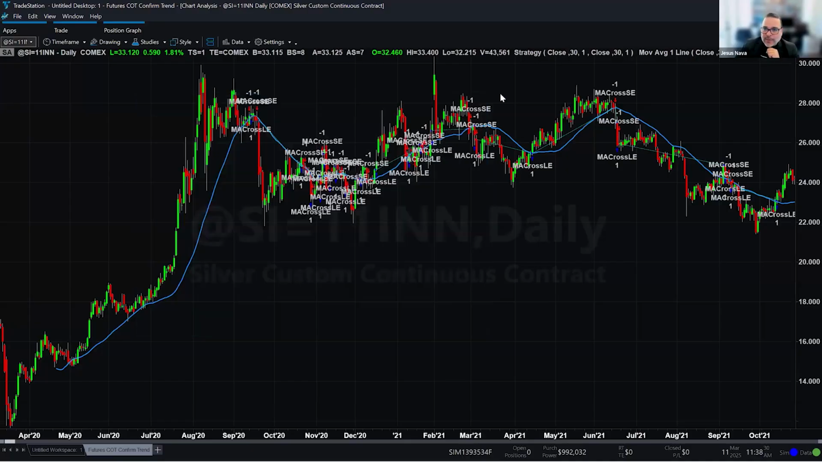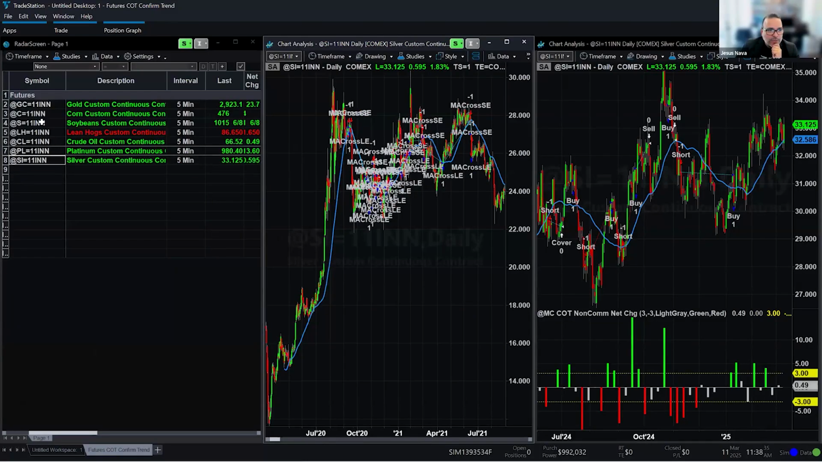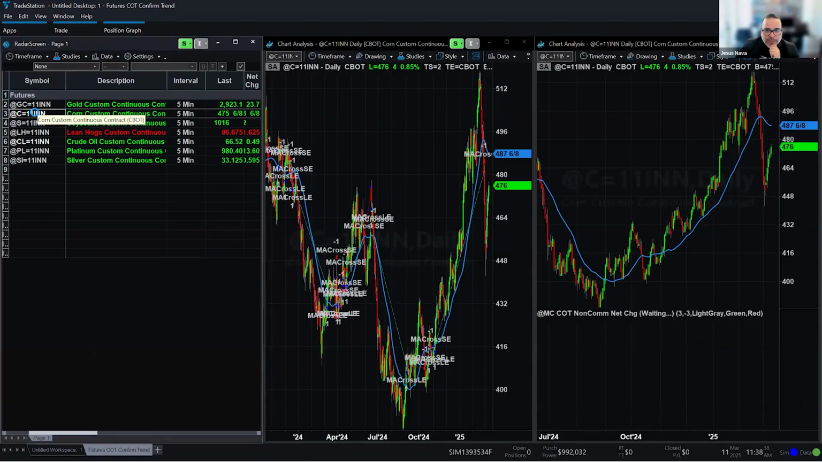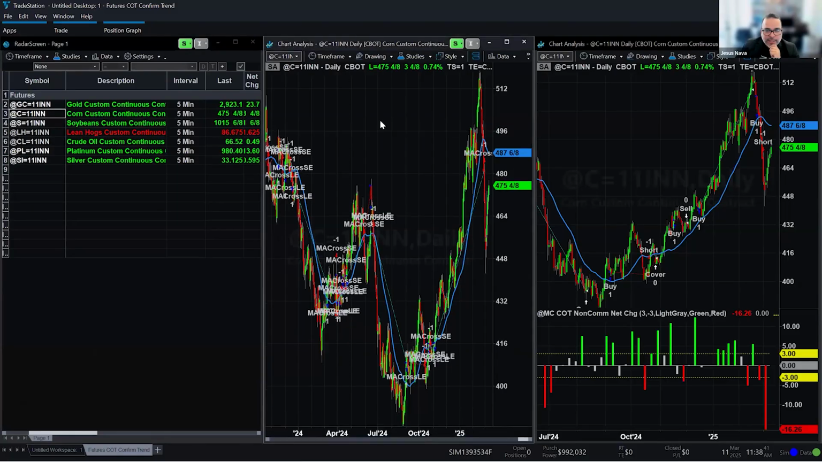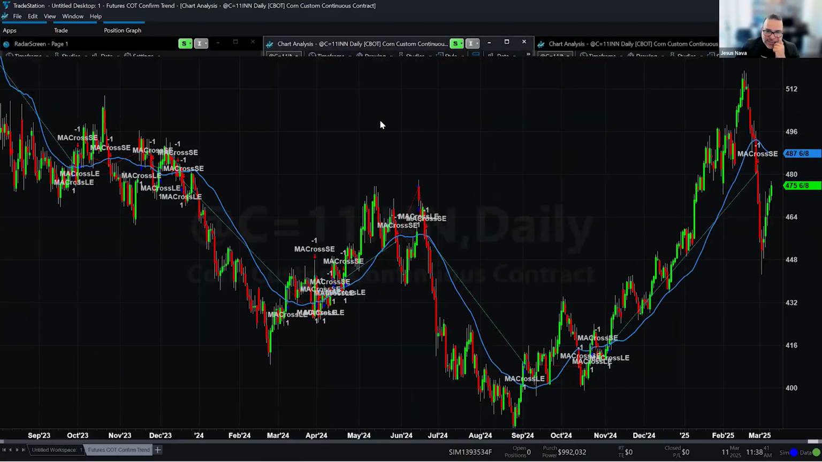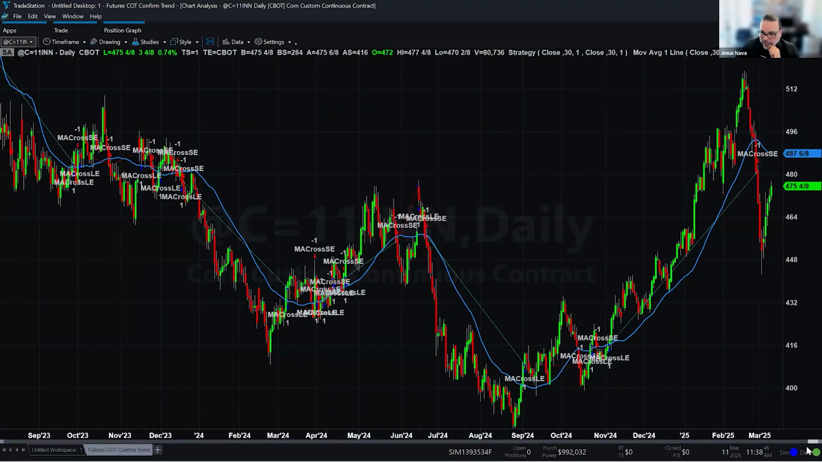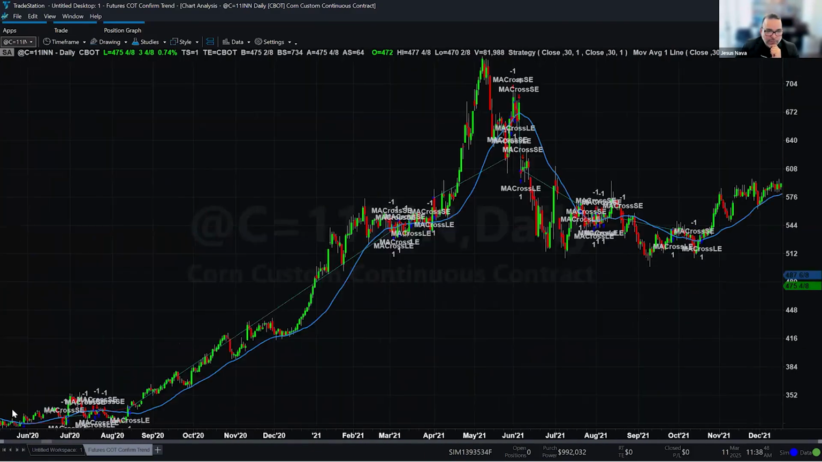This is not the symbol that I wanted to look at. Let's double click here. Okay, I'm going to change this to corn, which is the first one that we started looking at. Let's maximize this chart. We can take a look at the beginning of the chart if you want to.